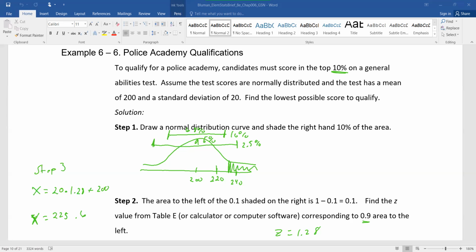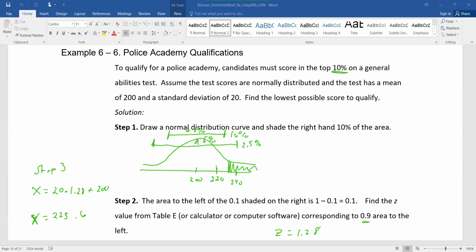So that means to get into this police academy, the person would have to make at least a 225.6 or higher to get qualified. And I don't know if they take decimals or not, so they might have to go up to 226 depending on their calculations. Any questions on that part?